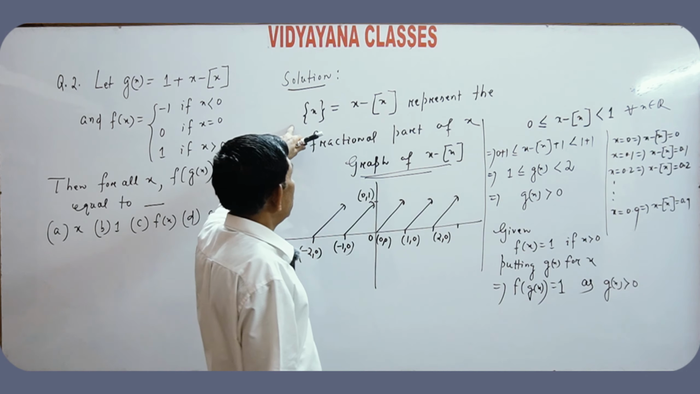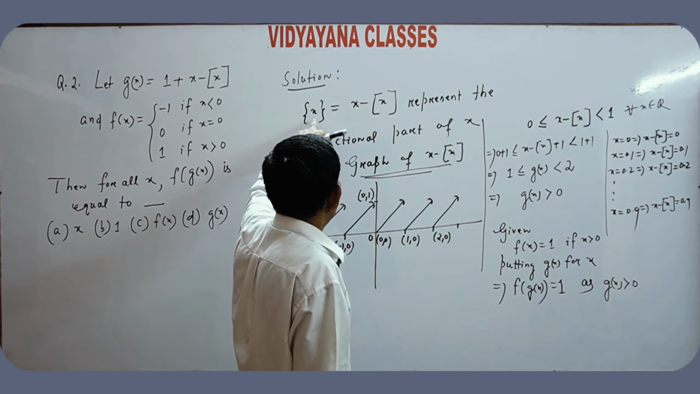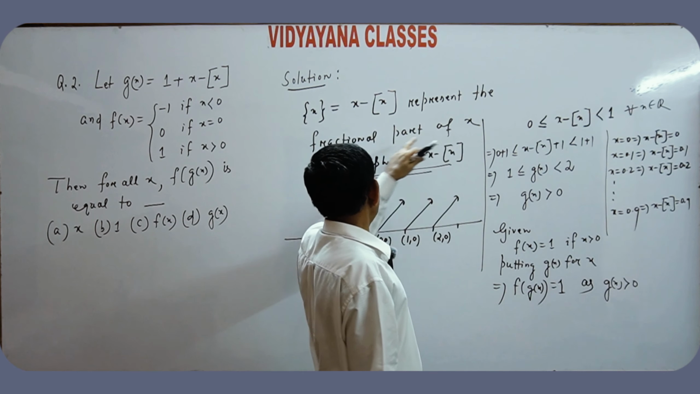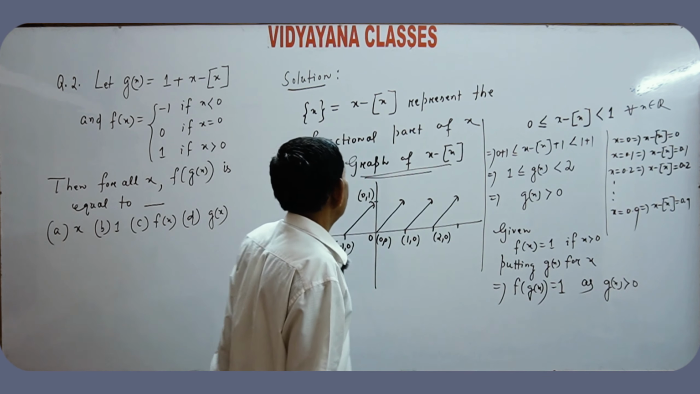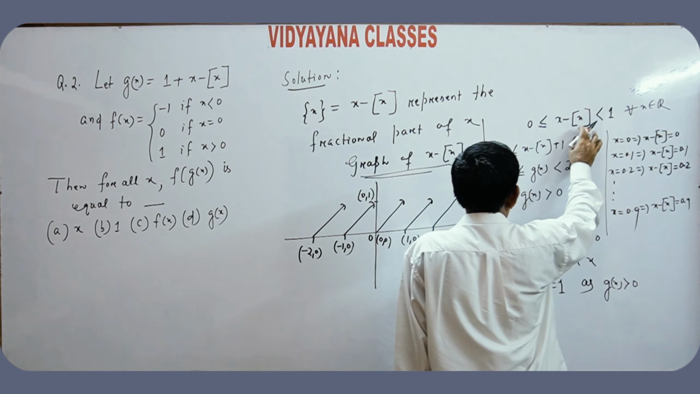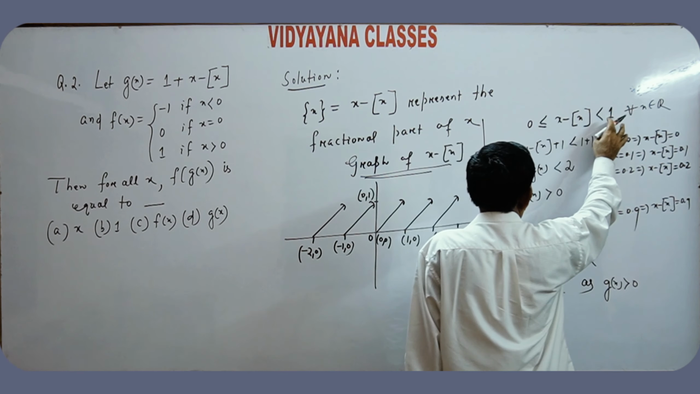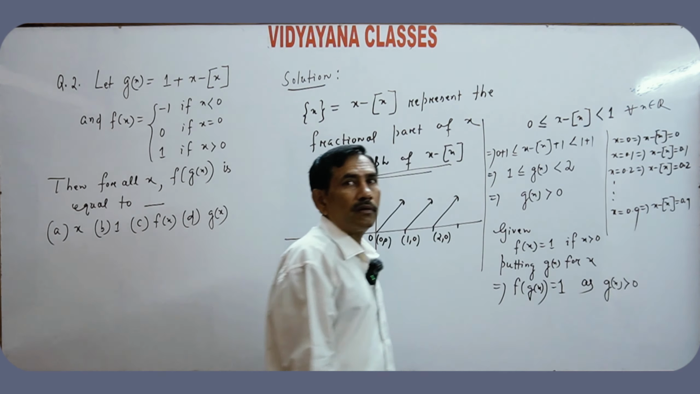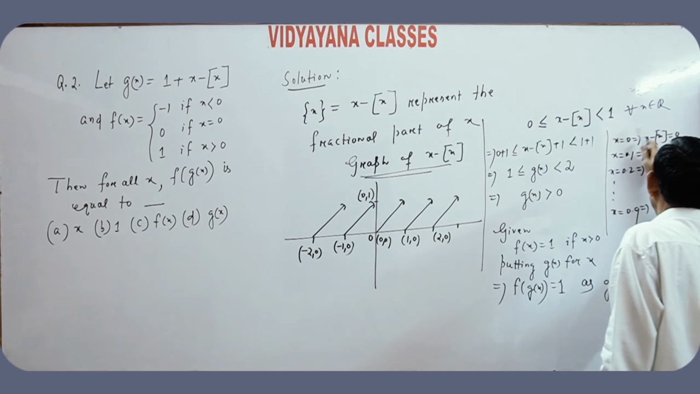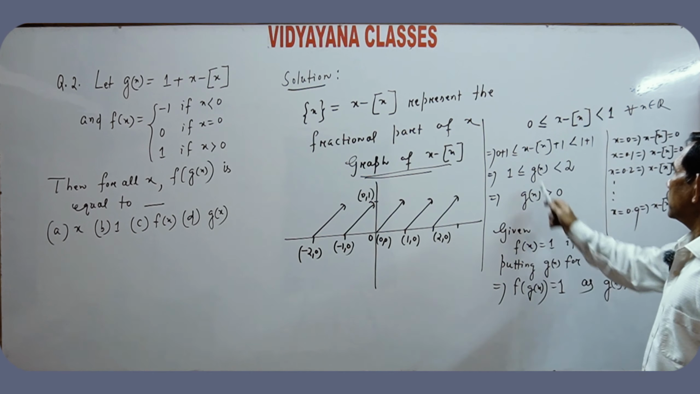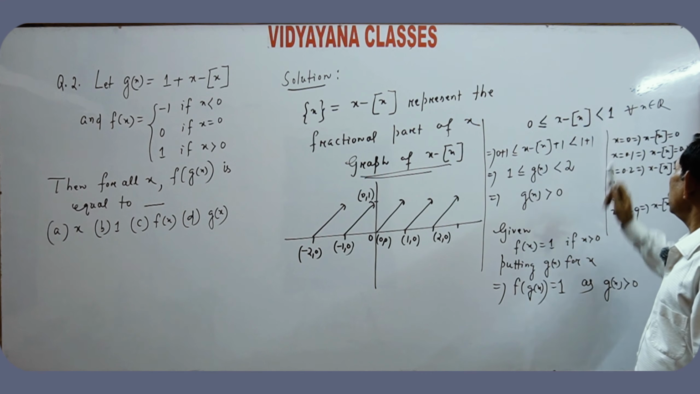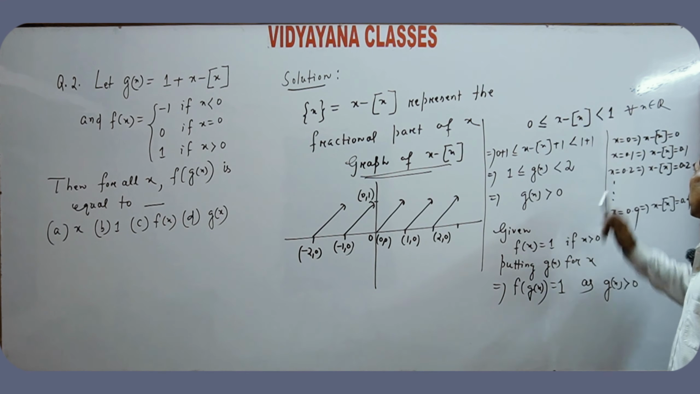Once again, I repeat, {x} = x − [x] represents the fractional part of x. That means 0 ≤ x − [x] < 1. All numbers are fractions; for every x belonging to R, 0 ≤ x − [x] < 1.